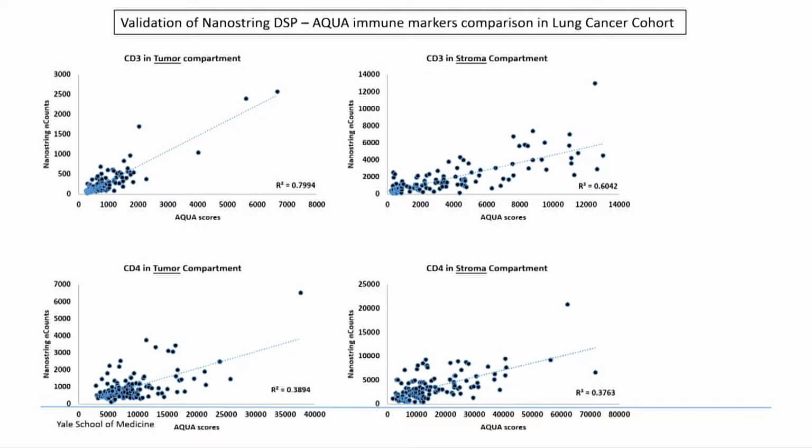This was a machine in Seattle. And you can compare that to the aqua scores. And you can see in every case, there's pretty good agreement. In some cases, it gets down pretty low.